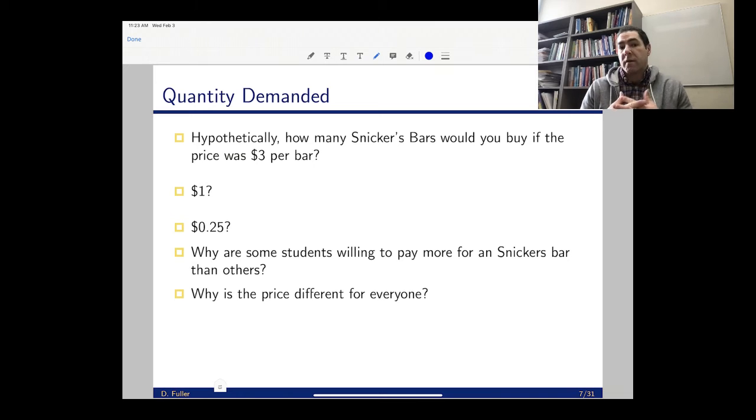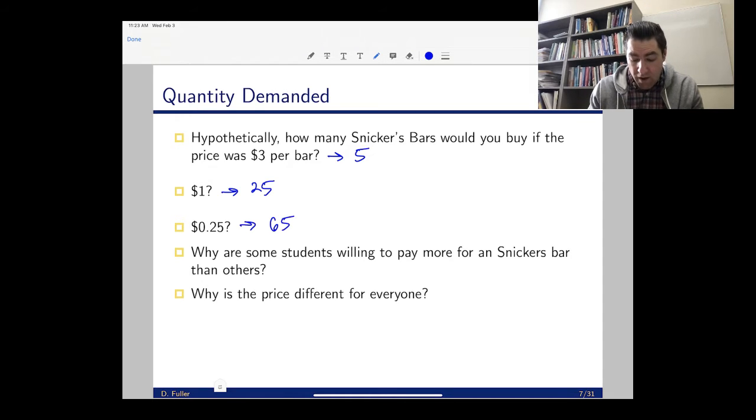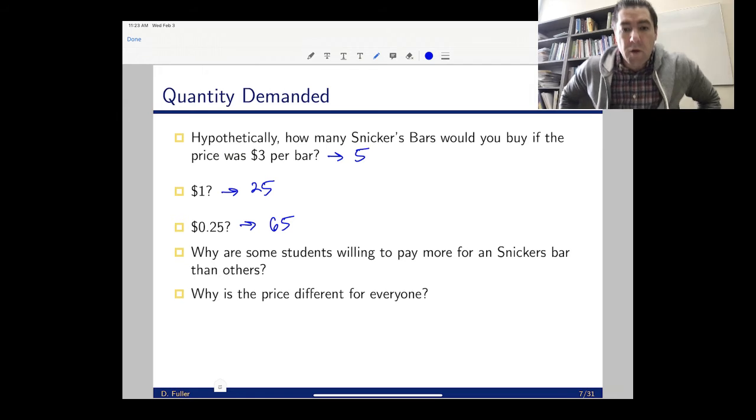We would find that a couple of people would say, yeah, I would buy a Snickers bar from you if you were selling them for $3. If I asked how many would be willing to buy a Snickers bar at $1, anybody that was willing to buy at 3 would still buy at 1, and we're going to pick up some more people. If I lower the price to 25 cents, I'm probably going to get quite a few people to buy Snickers bars. So at 3, maybe we had 5 people in class willing. At $1, we got it up to 25. By the time I got to 25 cents, we had 65 people willing to buy a Snickers bar.